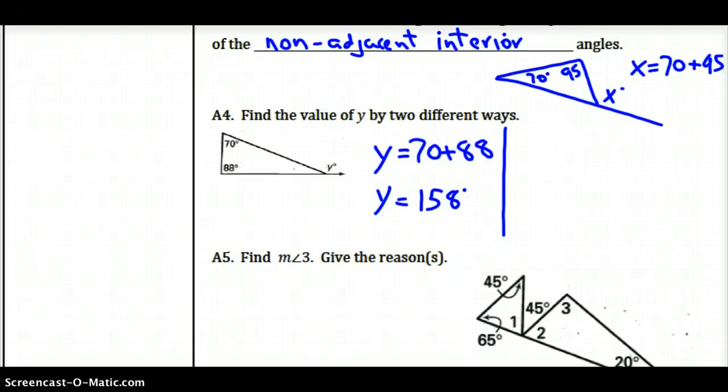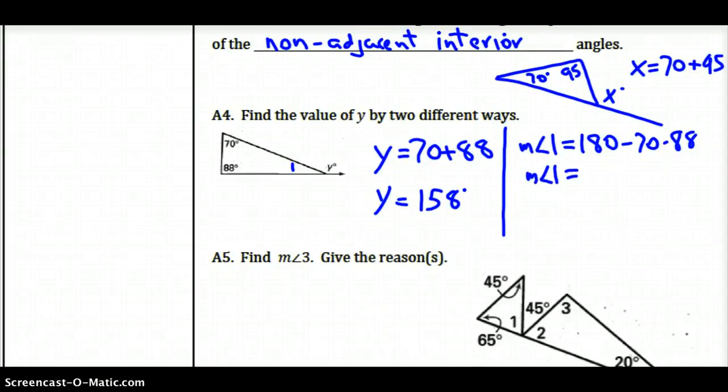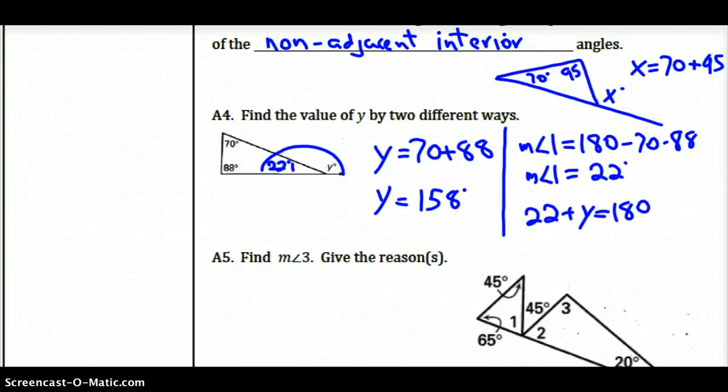I can also find this angle. I'm going to call it angle 1. So the measure of angle 1 equals 180 minus 70 minus 88, which means the measure of angle 1 equals 22 degrees. And then if this is 22 degrees, and I know those are supplementary angles, so 22 plus y equals 180. I subtract that 22 over, we get 158. So again, two different ways to find that.